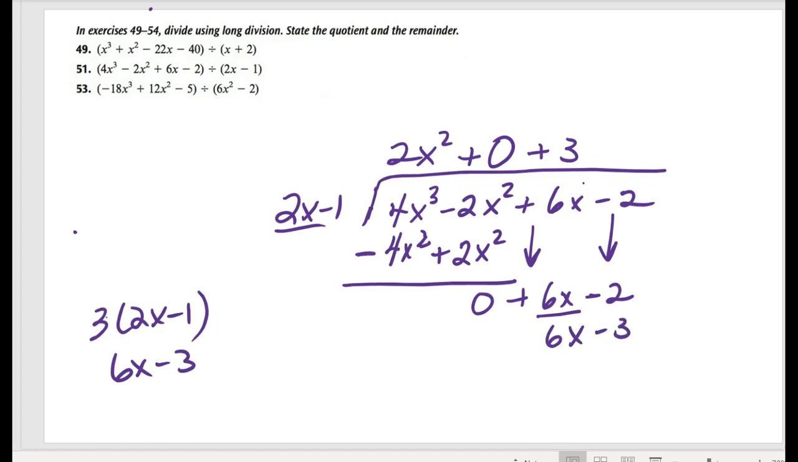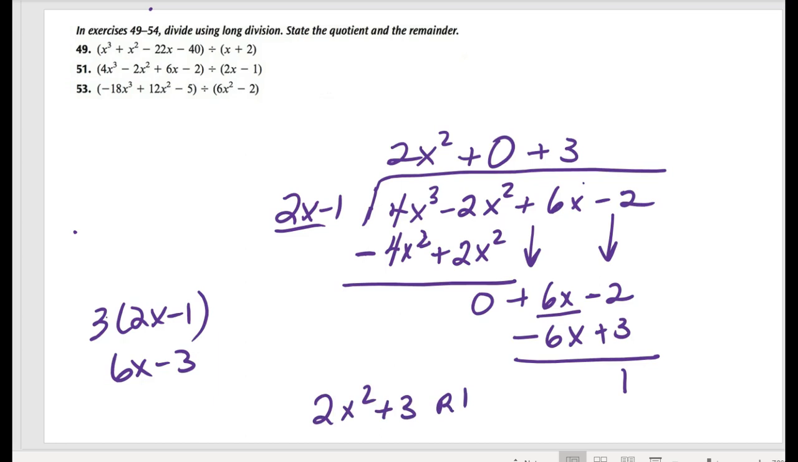Okay? Now, I'm going to subtract, and when I do that, I'm going to distribute, and I'm going to get a remainder of 1. So my quotient will be 2x squared plus 3, and then a remainder of 1.